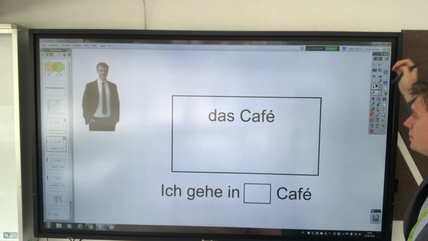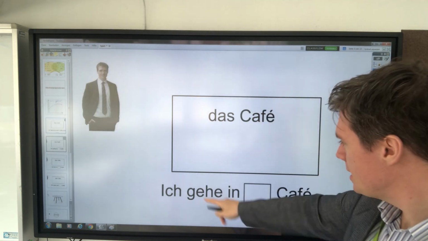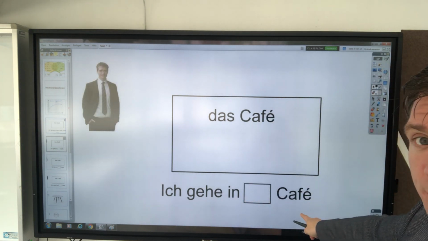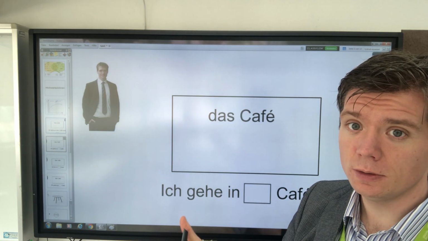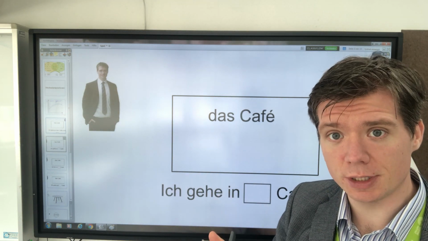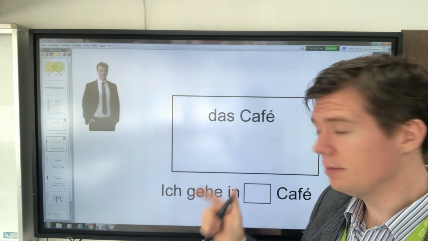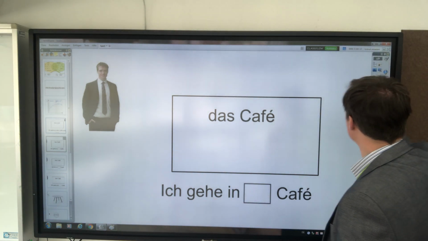Another example. Ich gehe in Café. Okay, gehe is a movement. So there's a potential that it is accusative. In, so how does it look?